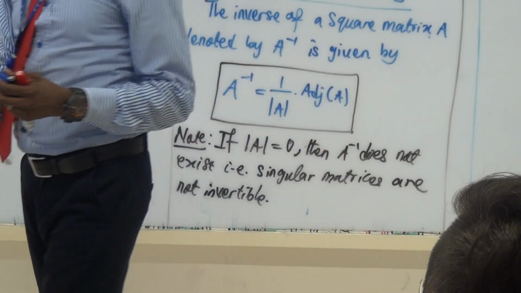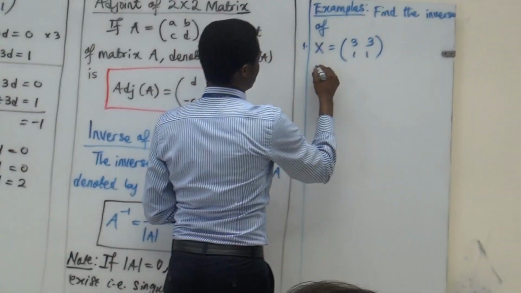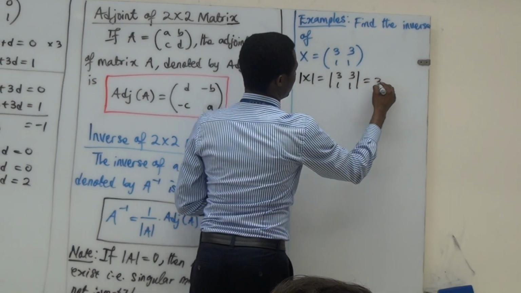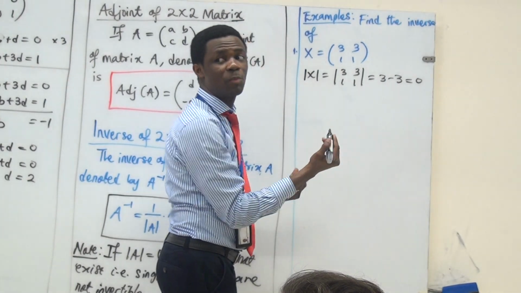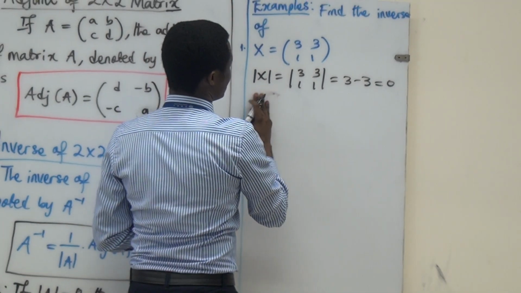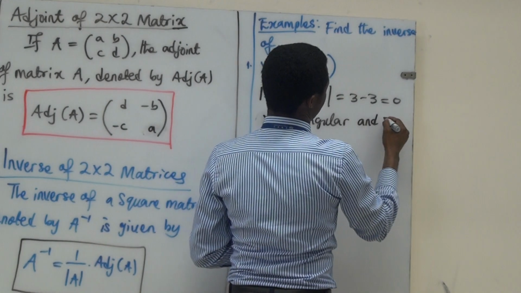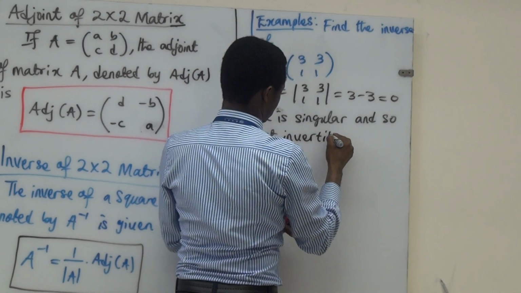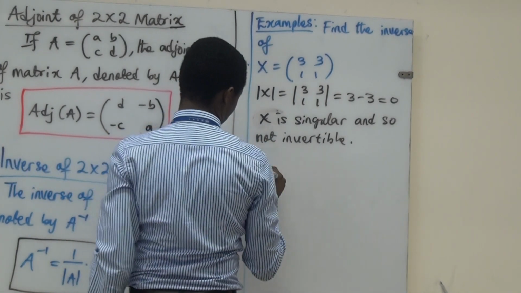Okay, what did I say is the first thing to begin with? Determinants. Start with the determinant. Determinant of X is determinant of 3, 3, 1, 1. What is the determinant? 3 minus 3, what is that? So, I get the adjoint? It's not possible, so no need to work out the adjoint. Okay? This means X is singular, and so not invertible. Okay? You can try that later.